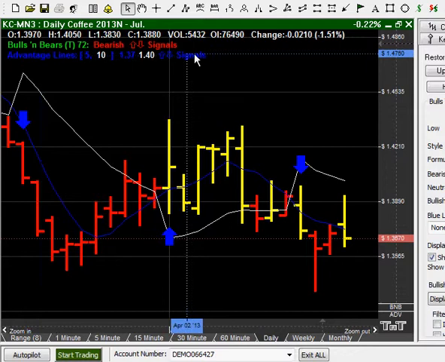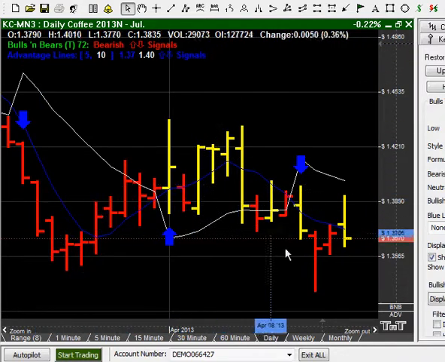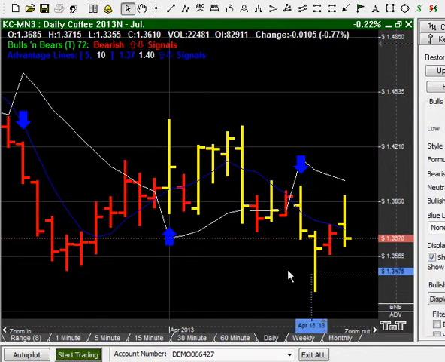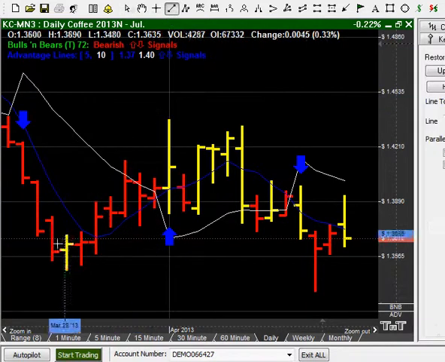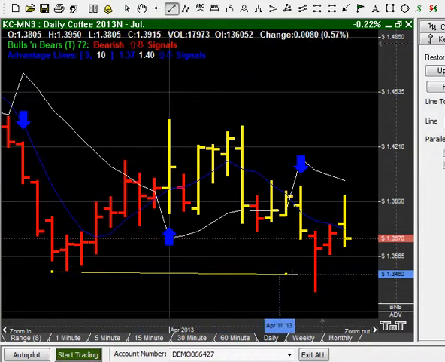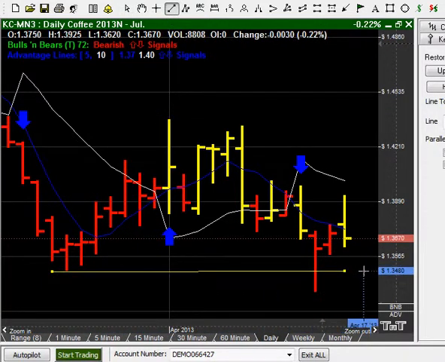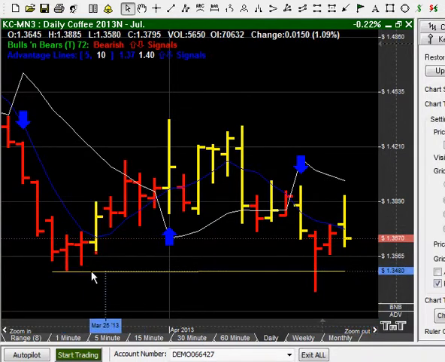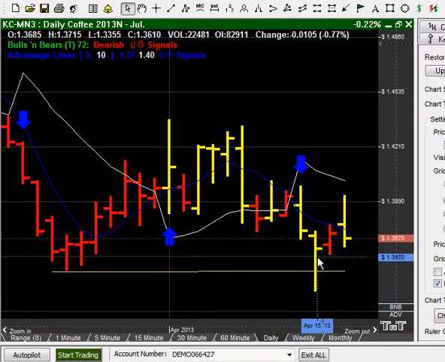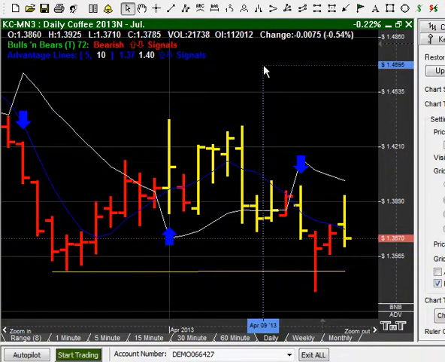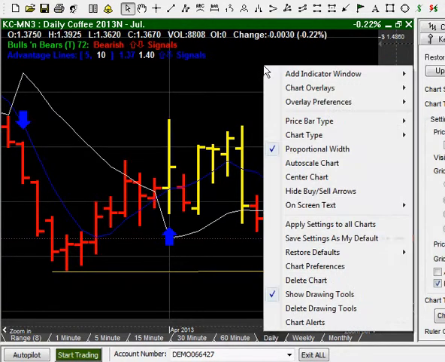This is July coffee, and coffee looks like it's making a bottom here. We put just a classic trend line. It looks like it's making a double bottom, and it's very interesting how it came below that last low and then it came up. Now that's a hammer candlestick, if you follow candlesticks, which is a candlestick that's often seen at market lows.